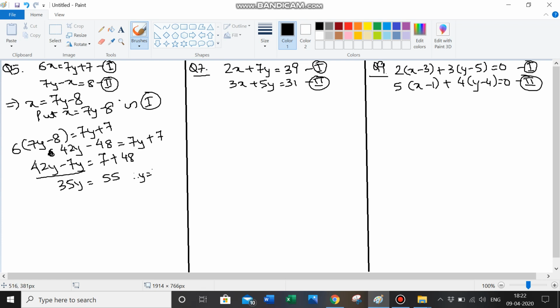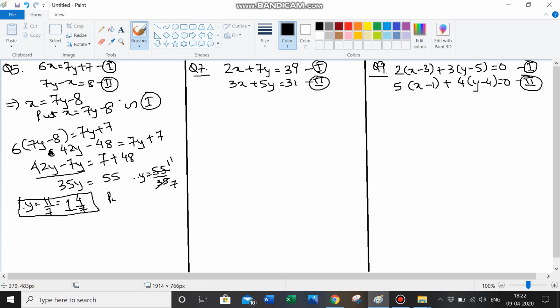Therefore, y is equal to 55 upon 35. 5 into 7, 5 into 11. So therefore, y is equal to 11 by 7. We don't write it in this form, so I will need to write it as 1 and 4 upon 7.